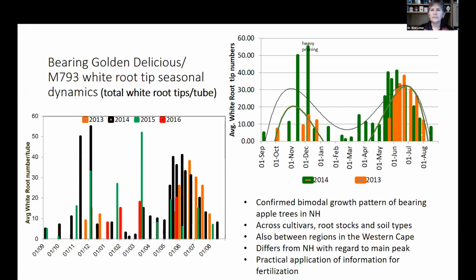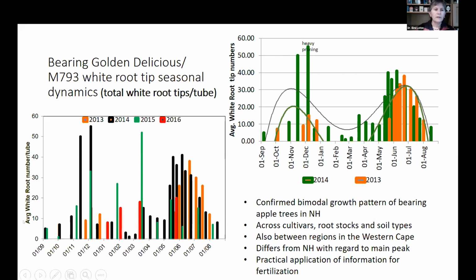What you'll also see here is that in terms of the actual numbers, the numbers varied during the season, and that was due to different circumstances. In our case, there was a severe pruning at the end of 2013, and that resulted in a higher number of white root tips the following season. So that was also something that was very interesting to quantify.